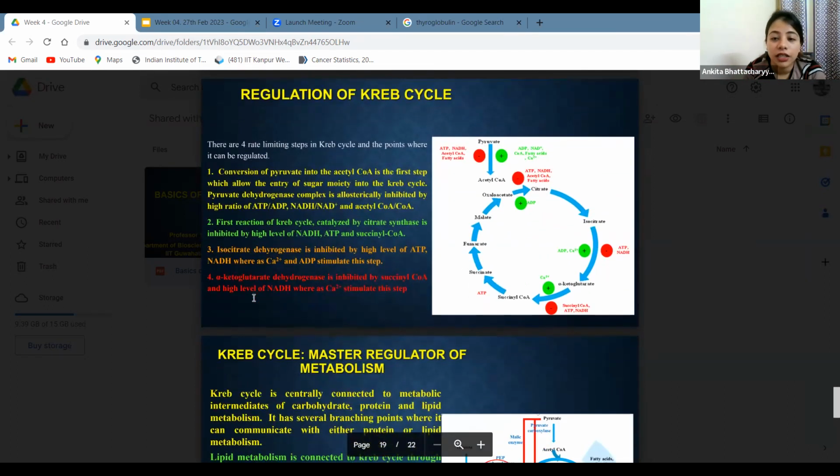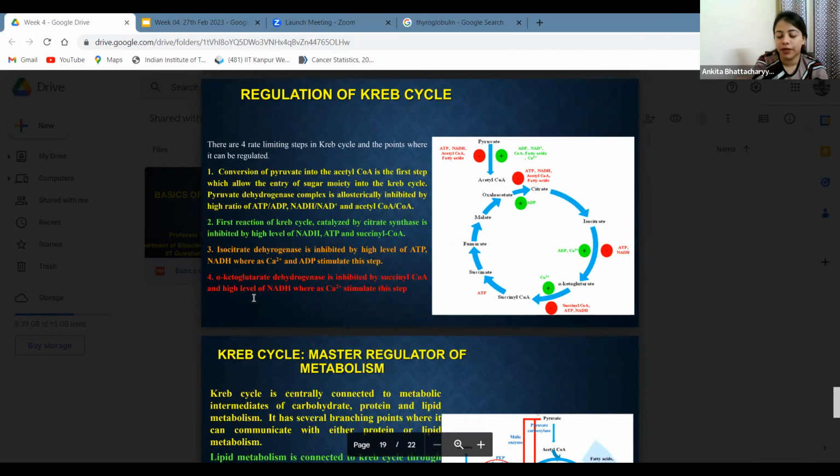Then come the controlling steps or deregulating or crucial steps of Krebs cycle. There are 4 such rate limiting steps. So we have the first step, which is the conversion of pyruvate to acetyl coenzyme A as one of the major steps. Second, the first reaction, these are known as committing steps.